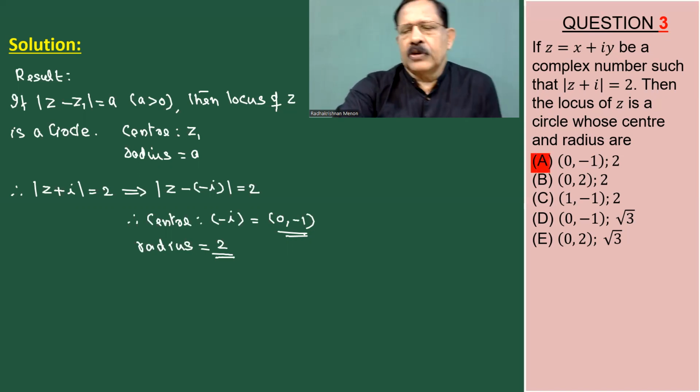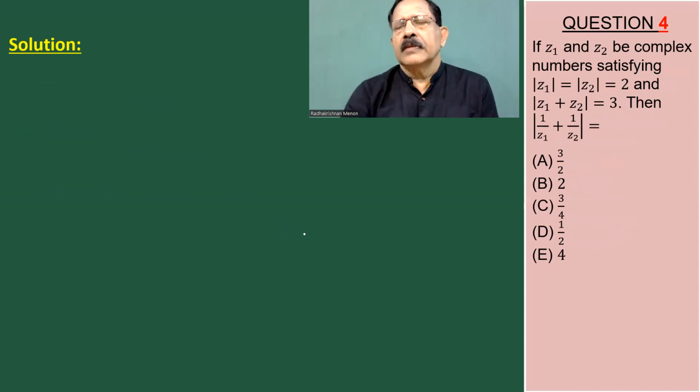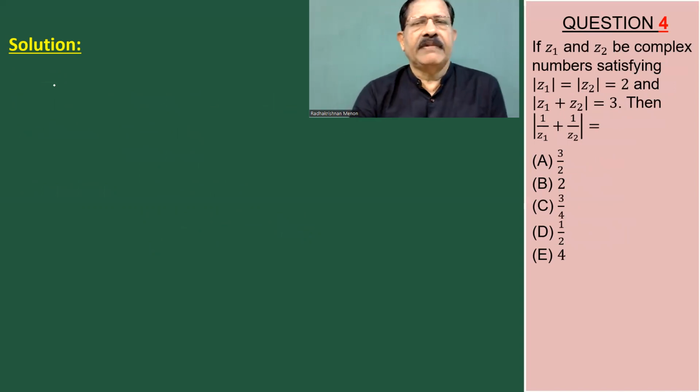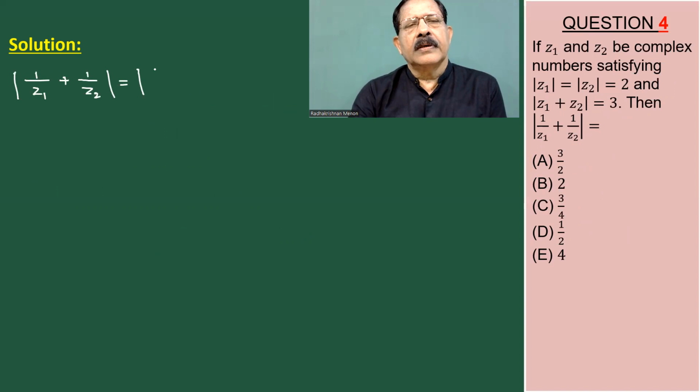Now, let's go to the fourth question. It's very easy. We have modulus of 1 by z1 plus 1 by z2. You take the LCM. So the numerator is z1 plus z2, and the denominator is z1 into z2.